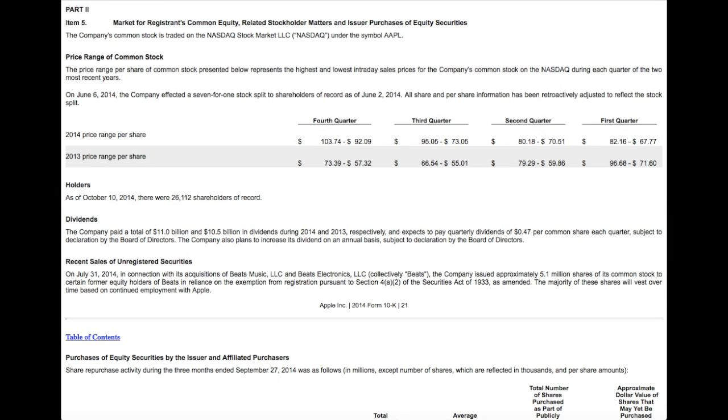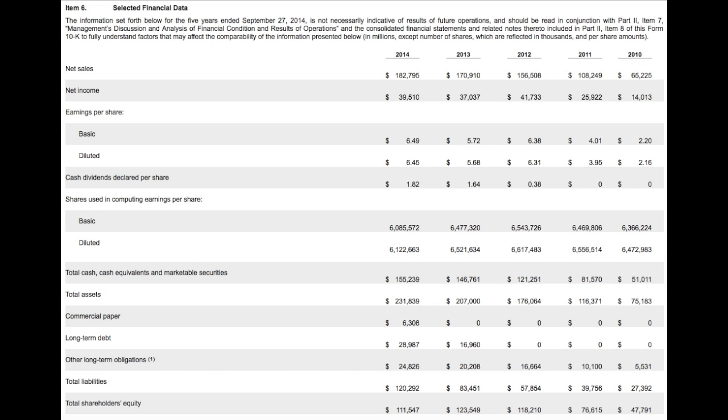Now, the financial information regarding the previous year is going to start to appear. We begin with the stock price and the various ranges that it was within over the previous year. We see information regarding shareholders, dividends, and purchases. Now, from item 6, we see the selected financial data, meaning the preview of the meat of the document. We see the historical performance of all the data, in this case from 2010 to 2014. I'll also add that every number, except the number of shares, is in millions.